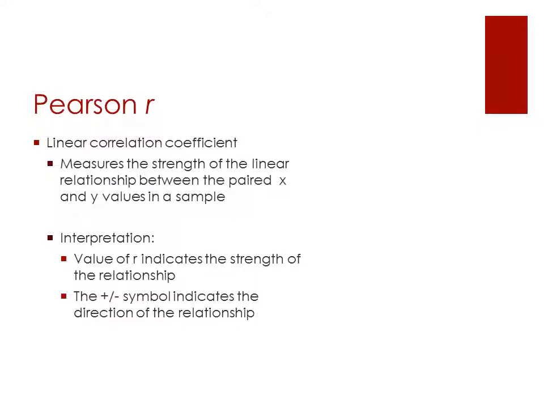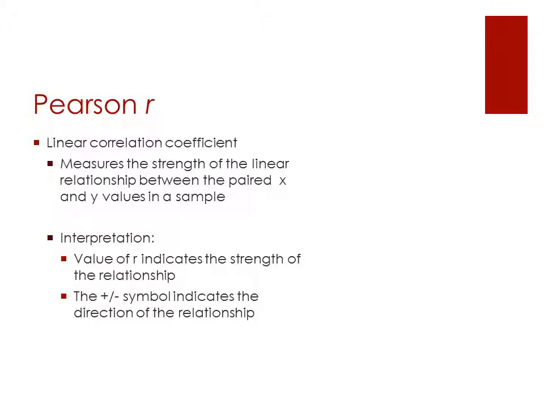Okay, now let's take a look at how we do interpretations for the Pearson R. A linear correlation coefficient measures the strength of a linear relationship between the paired values of x and y in any sample. So this is what the Pearson R does. Now, when we're interpreting it, there are two things we need to pay attention to in our Pearson R value.